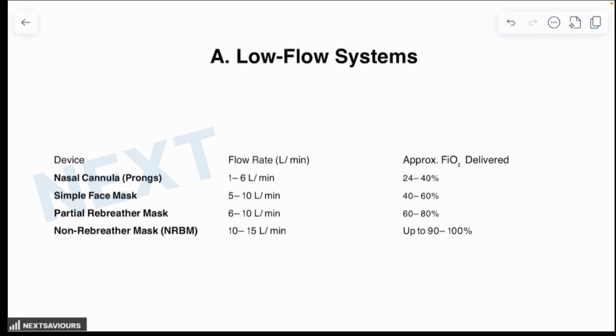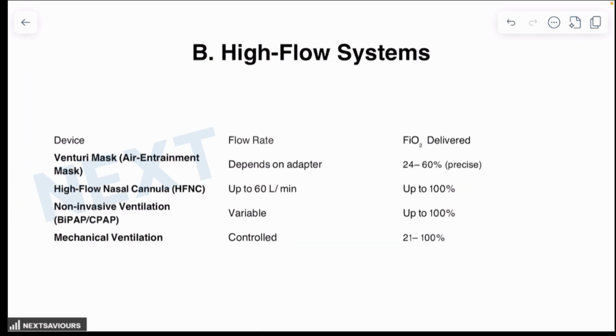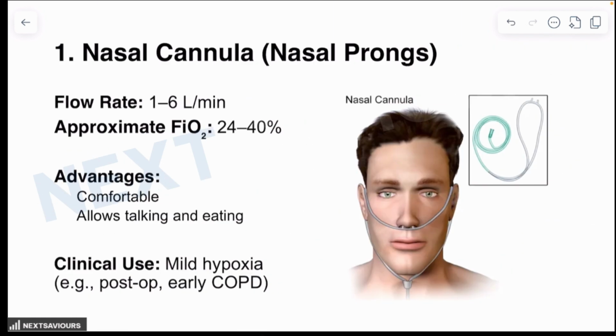Under the low flow systems are the nasal cannula, the simple face mask, the partial rebreather mask, and the non-rebreather mask. So let's start with the first one, obviously, that is the nasal cannula, also known as nasal prongs. All of you as medical students have seen nasal prongs, and you will be able to identify them very easily. An important point here is that it is utilized where the flow rate is usually kept between 1 to 6 liters per minute.